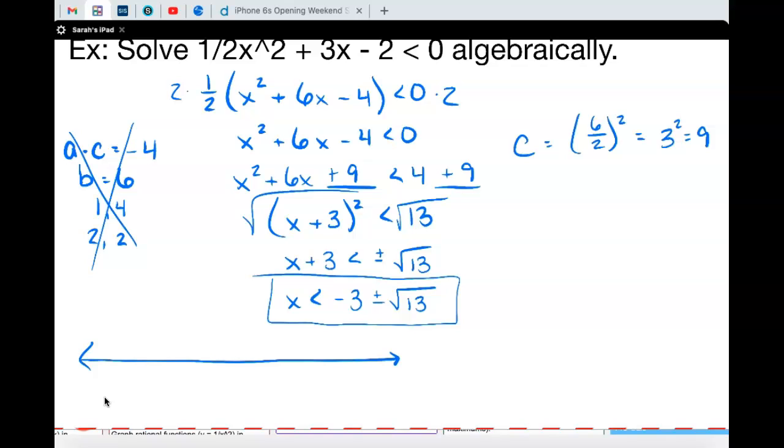So how do you think about this on a number line? I would probably find the decimal approximations for this, just so I can figure out where these actually are. To figure out the square root of 13, -3 minus the square root of 13 is whatever the decimal is, and -3 plus the square root of 13 is whatever the decimal is.